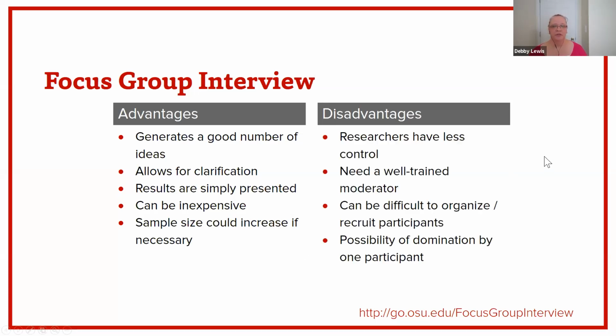So, some of the disadvantages: the researchers have a little less control. That's not too bad, because a lot of the time you get people into a room and the participants in the focus group interview can feed off of each other. Somebody might say something and then somebody else will think of an instance in their own mind about something similar that happened to them or what they need. You do need to have a well-trained moderator to conduct the focus group interviews. It just runs better.